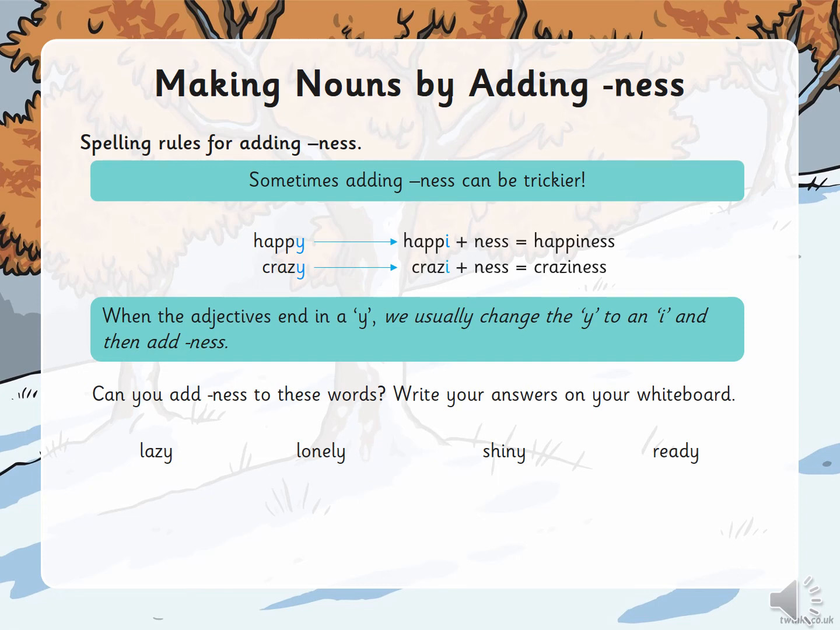However, sometimes adding ness can be trickier. When the adjectives end in y, we usually change the y to an i and then add ness. For example, happy: you drop the y, replace it with an i, add ness, and it becomes happiness. With crazy, you drop the y, replace it with an i, and add ness equals craziness.